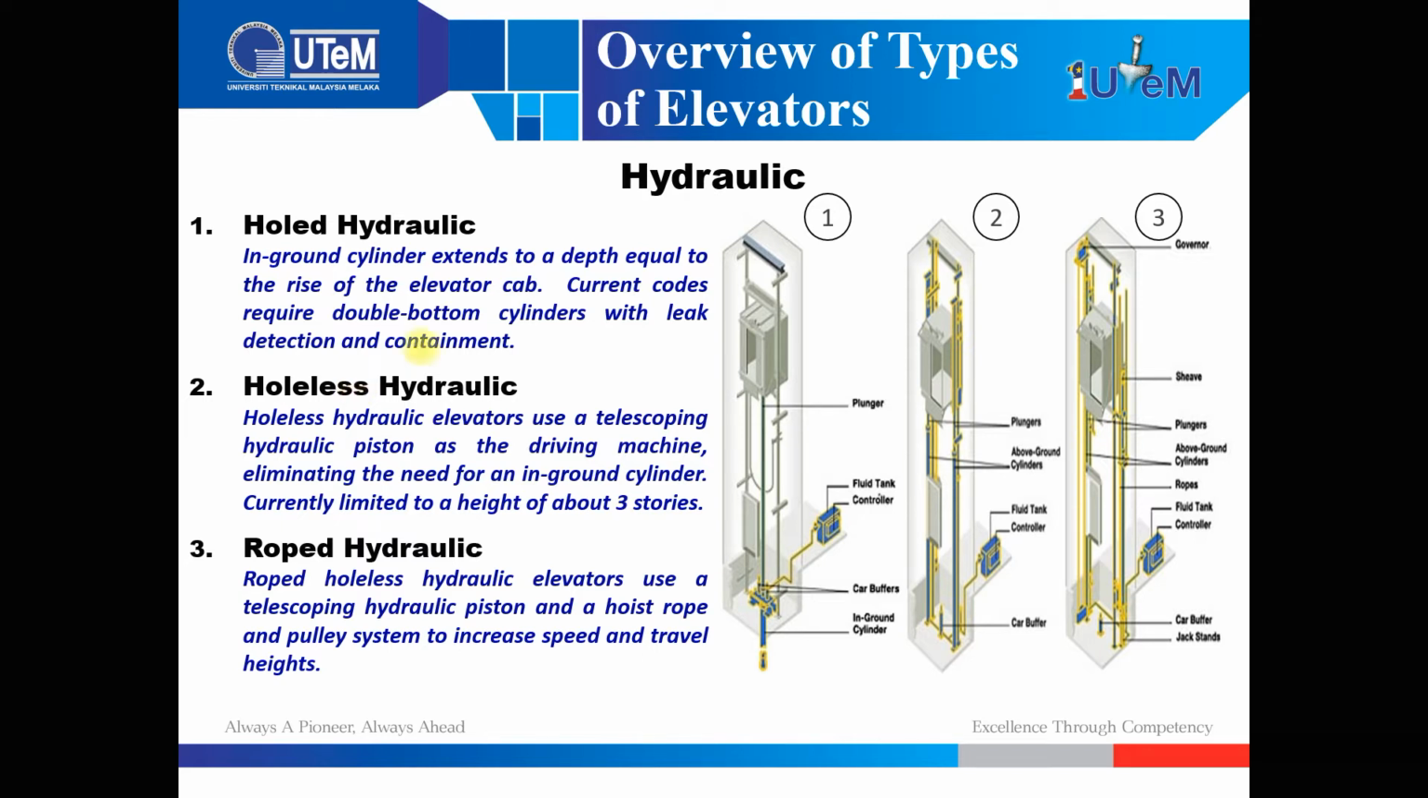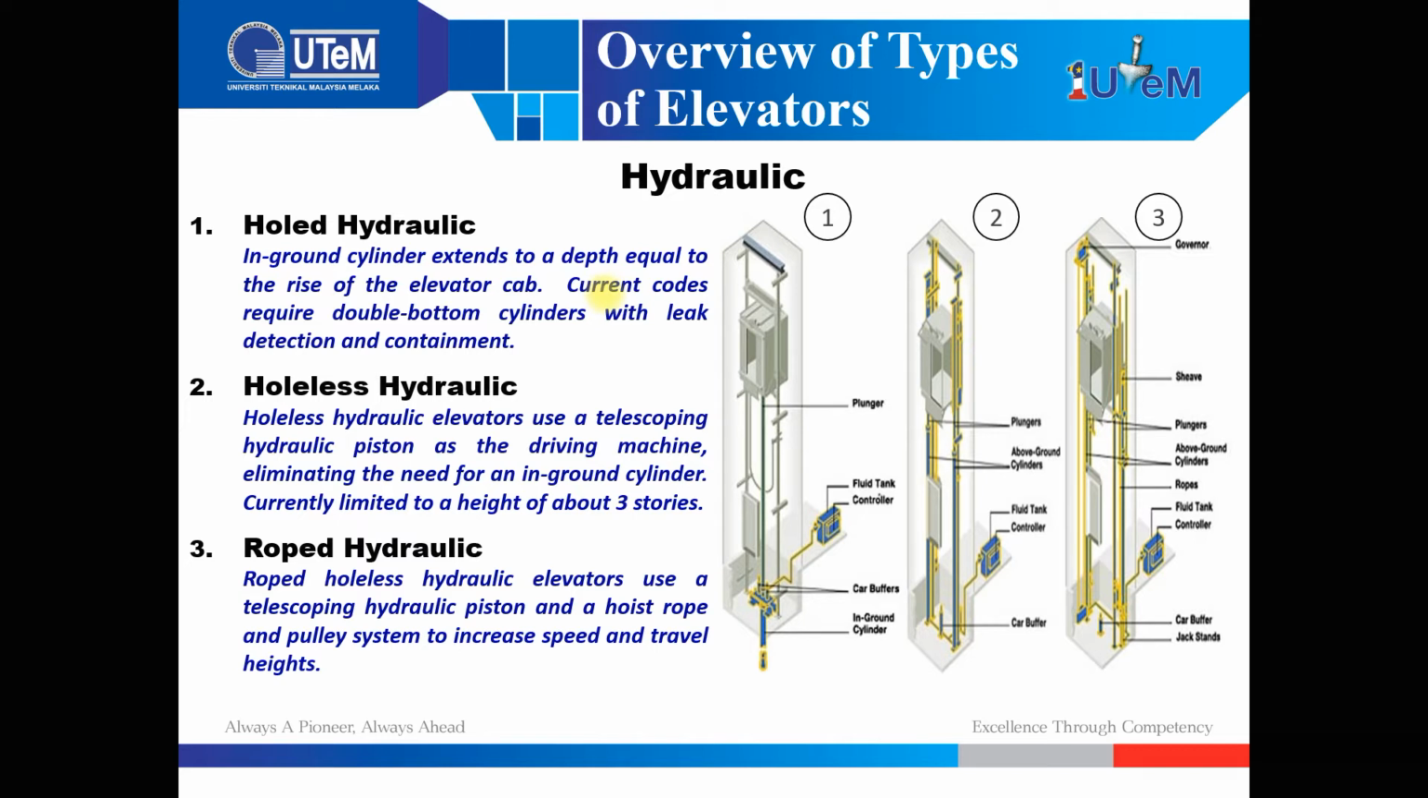Okay, kalau kita lihat dalam gambar rajah tersebut nombor 1 ni, di mana kedudukan holed hydraulic ni adalah di bahagian the bottom part, in-ground cylinder. Ini yang dipanggil sebagai holed hydraulic. Okay, di mana dia extend to a depth equal to the rise of the elevator cab. Current codes require double bottom cylinders with leak detection and containment. This is the code conduct sekarang lah, yang di mana dia memerlukan the mechanism to detect the leak and the containment lah of the hydraulic liquid tu, hydraulic oil.